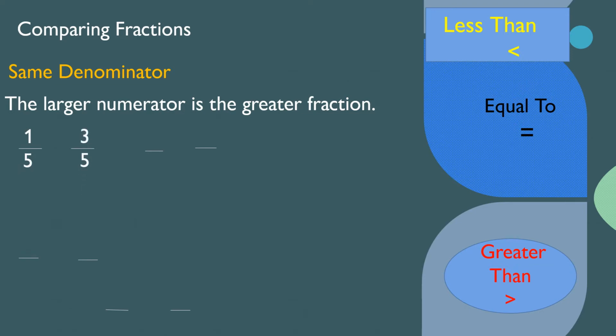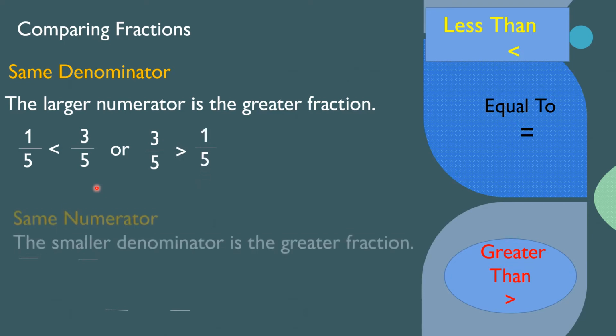So, mas mataas daw na numerator is mas mataas na fraction. So, ayan, 1/5 and 3/5. So, same denominator, pero ito ay 1, ito ay 3. So, ibig sabihin, mas mataas ang fraction na to kaysa dito. Kasi sabi dito, the larger numerator is the greater fraction. So, ano ngayon ang gagawin nating comparison symbol dyan? That is less than. Since 1 is less than 3, therefore 1/5 is less than 3/5. Or pwede mo ring sabihin na unahin mo ito, 3/5 is greater than 1/5.